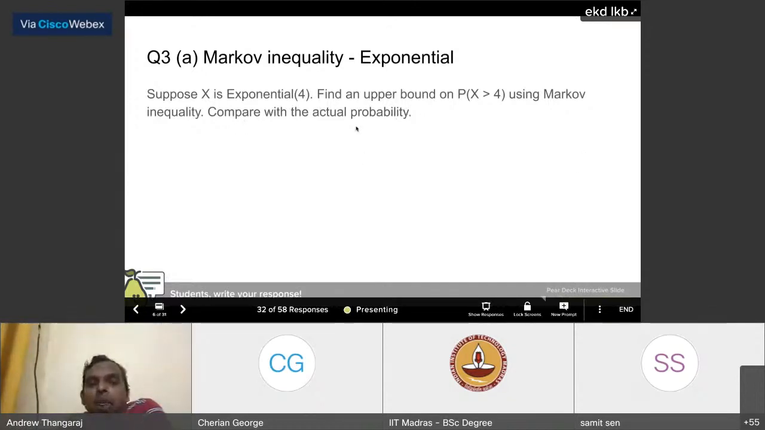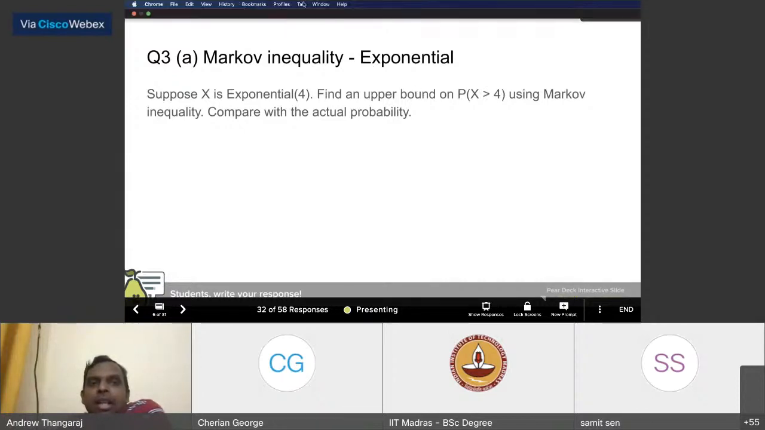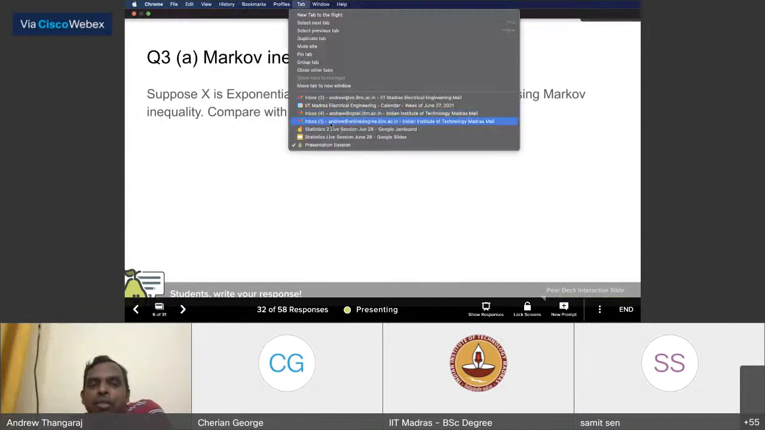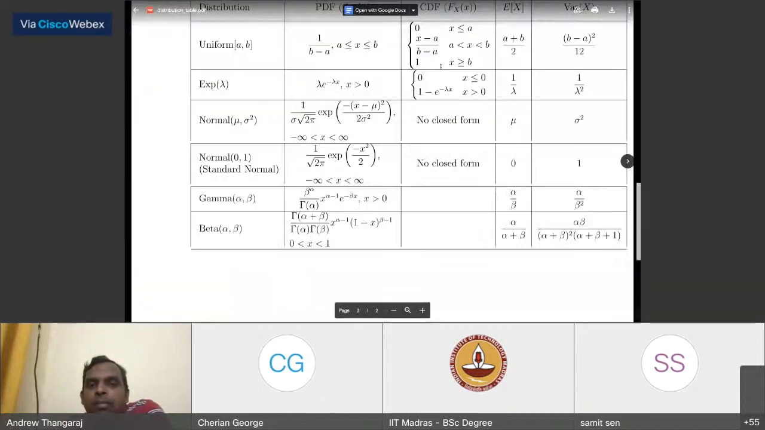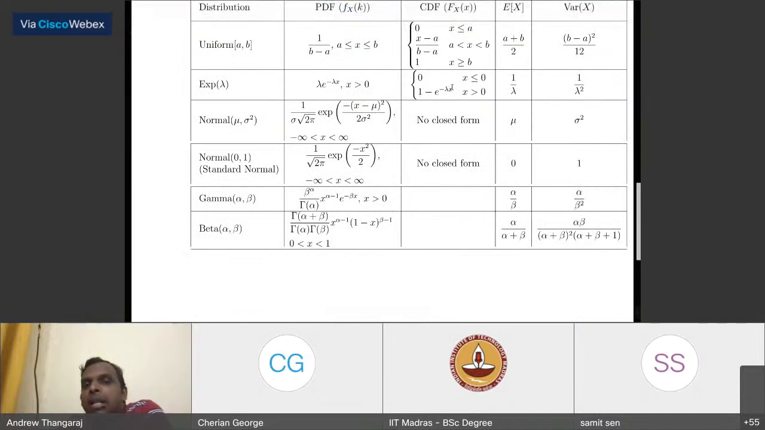The actual probability, you need to do an integration, or remember, this is the probability that x is greater than 4. You can even use the CDF, right? The CDF of the exponential distribution, and do the calculation. You remember the CDF, right? The CDF is given here. The CDF of exponential is 1 minus e power minus lambda x for x greater than 0. Okay, so that's the CDF.